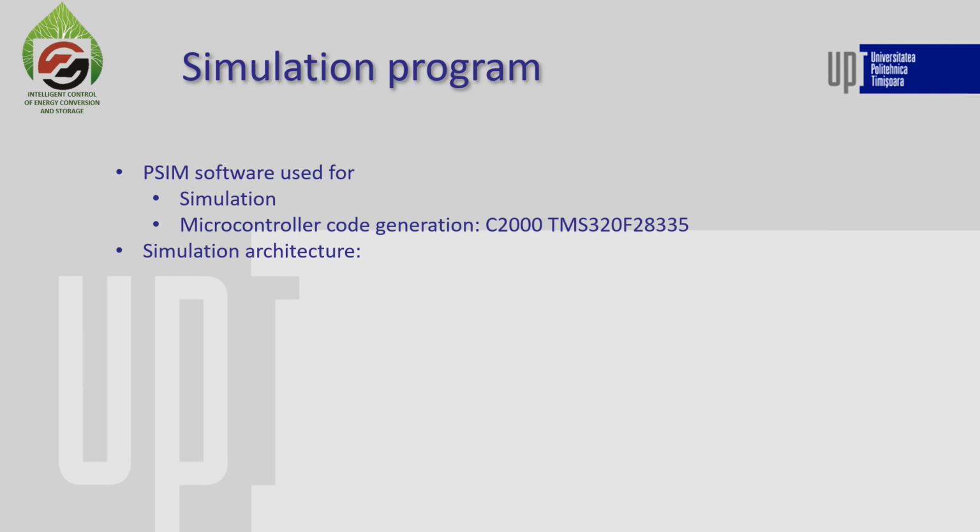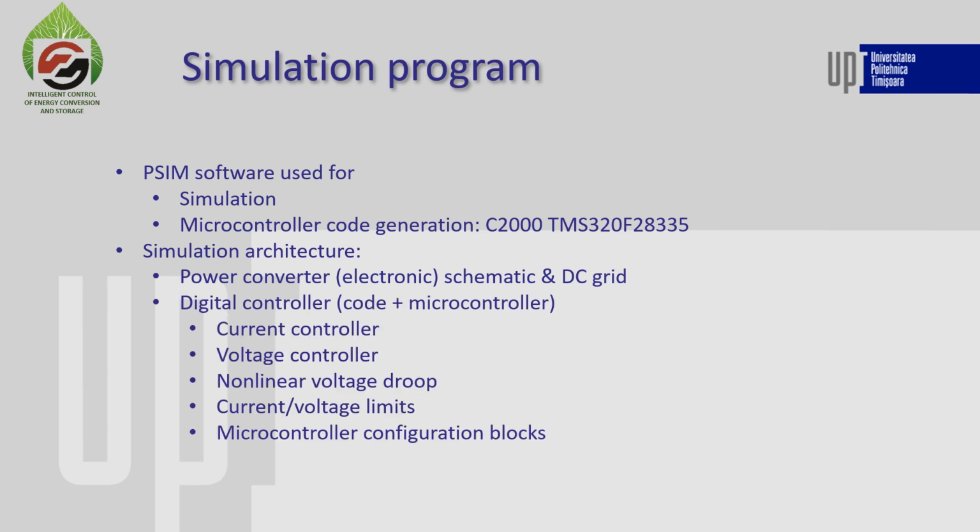The actual power converter electronic schematic, which contains all the main components connected to an emulated DC grid, and the digital control, which is then implemented in the microcontroller. The control has then few other components, such as the voltage and current controllers, the actual nonlinear droop control, the additional current and voltage limits, and the configuration blocks for the microcontroller peripherals.